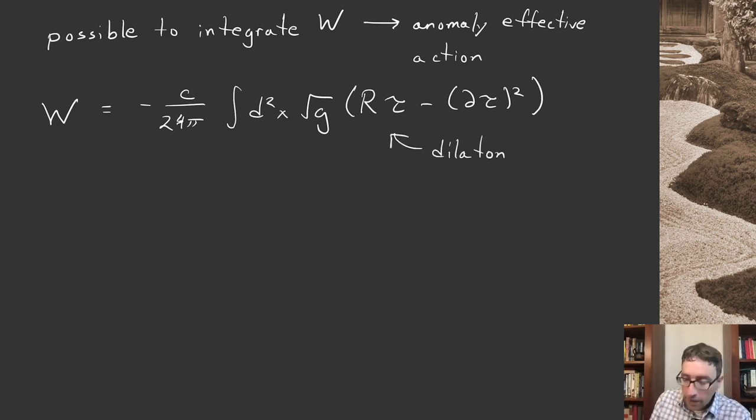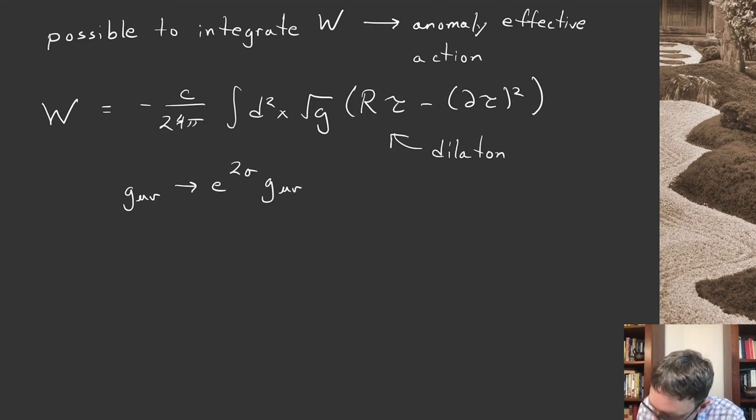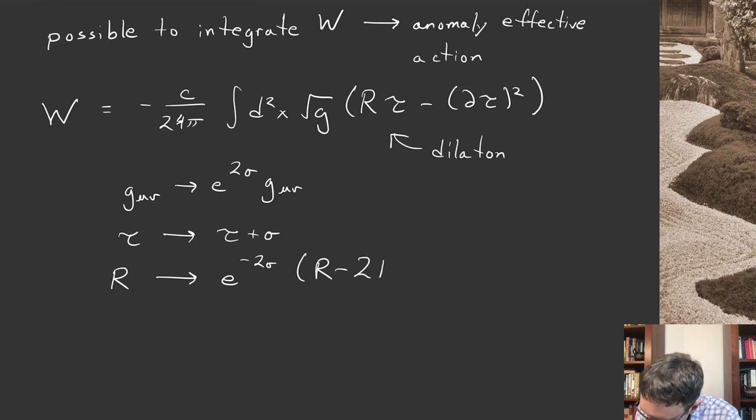And we can see how this gives us the right answer if we invoke the following transformation rule. So if we rescale g mu nu by e to the 2 sigma times g mu nu, we rescale tau by tau plus sigma, and then I'll leave you to derive this. The Ricci scalar should transform as e to the minus 2 sigma times R minus 2 box sigma.